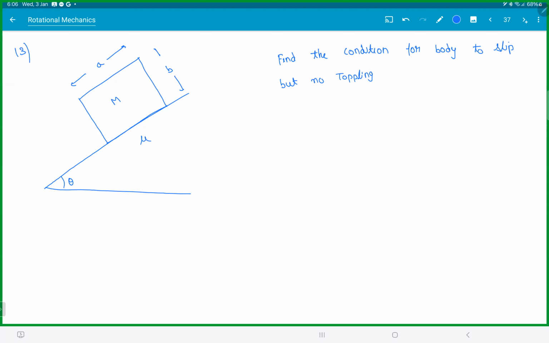What did we get? Mu b by 2, normal reaction. What are you talking about? N is mg cos theta. Sorry, sir, I mixed up two things. X is b. What is x, Sanika? X is not asked. I didn't ask you x. I said find the condition for slipping but no toppling.